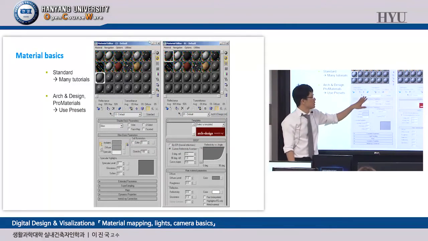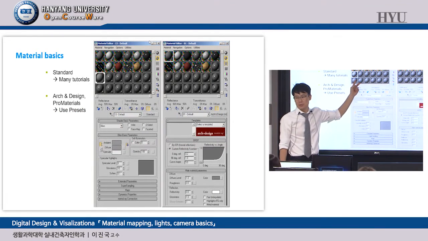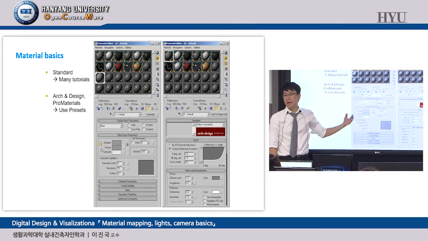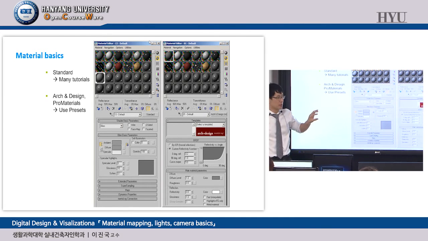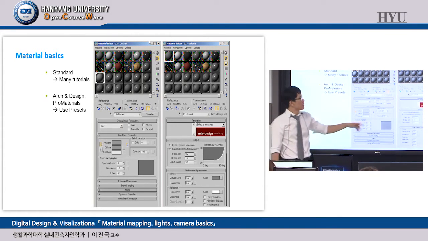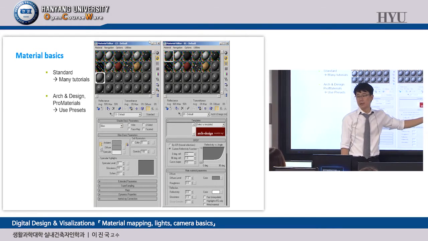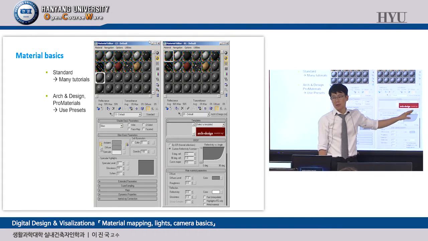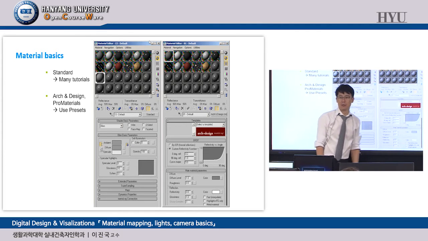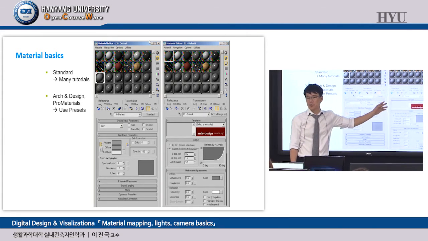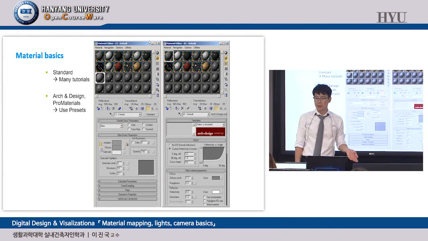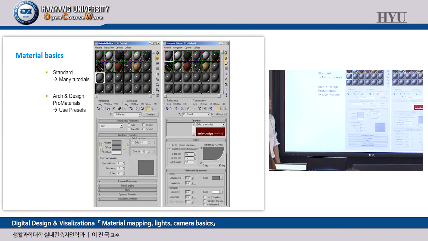Take a look. This material is a standard material. Standard material means it isn't affected by any renderers. This material can be visualized in mental ray, the legacy scanline renderer in 3D Max, or V-Ray. But take a look. This is the arc and design mental ray specific material. This one works fine with mental ray. If you install the V-Ray plugin, there is a V-Ray material, so you have to use the V-Ray material. Okay, that's the difference.